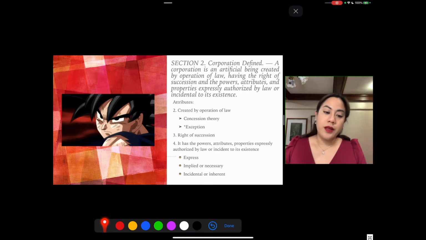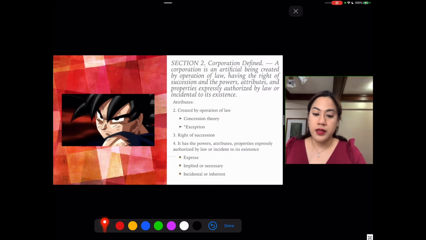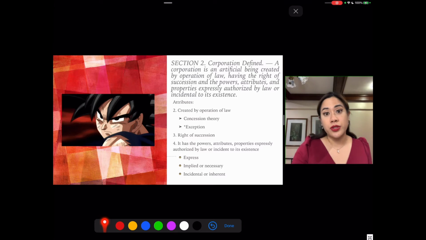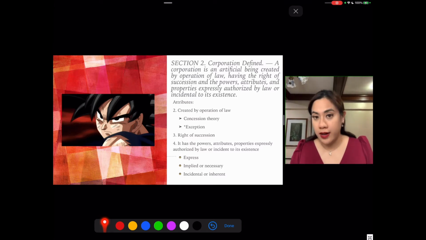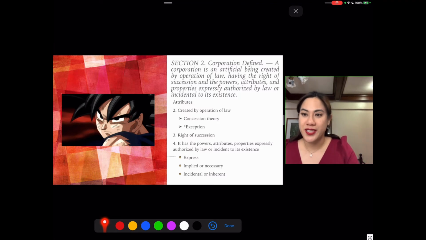Okay. Number 3, the right of succession. This means that the death, insolvency, incapacity, civil interdiction, or other circumstance involving the corporation's stockholders will not cause the corporation's dissolution, unlike in partnership under Articles 1830 and 1831. So, for those of you who remember your midterms, when we discussed automatic dissolution.